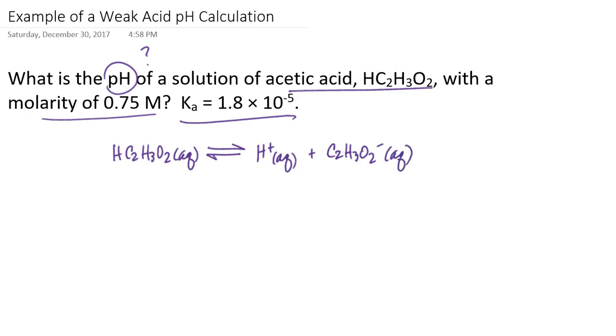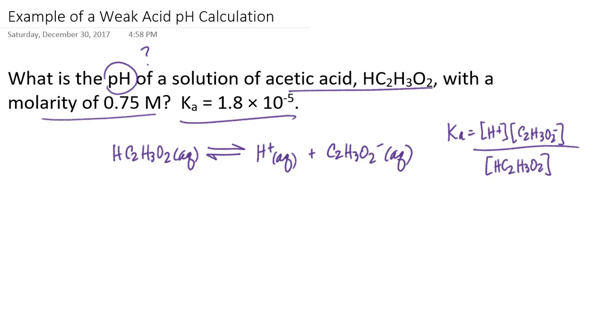And again, I can write a Ka expression using the law of mass action. That would be the hydrogen ion concentration times the acetate concentration, divided by the concentration of the acetic acid, where again each of these concentrations in the equation would be an equilibrium concentration.